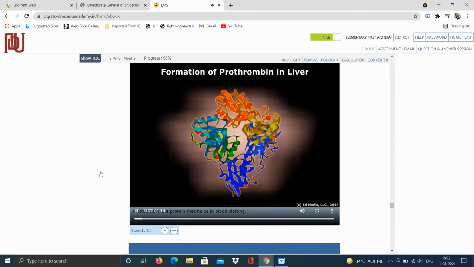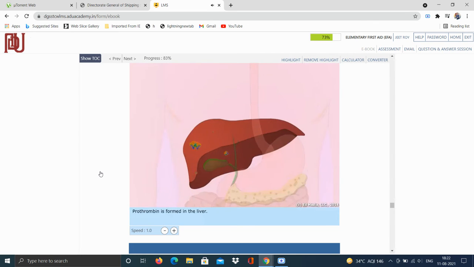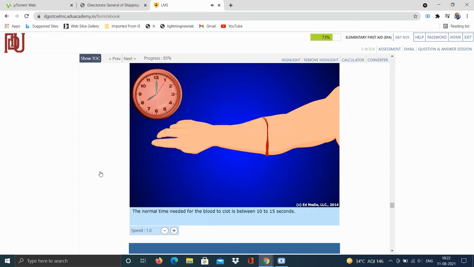Prothrombin is a protein that helps in blood clotting. Prothrombin is formed in the liver. The normal time needed for the blood to clot is between 10 to 15 seconds. A prothrombin test measures the time taken for the person's blood to clot.